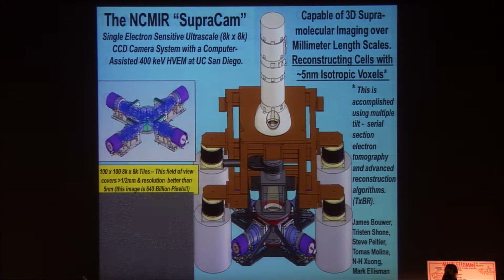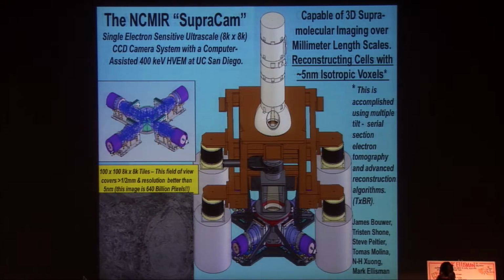So to make your life even more interesting, here's a microscope we built. Old microscope, new camera. Camera was $4 million in parts. Microscope I salvaged. It's a 400 kV microscope. The field of view was larger than a millimeter. So this image, each one of those little tiles is an 8K acquisition from this mega camera. So it's 640 billion pixels for one image before we do the 3D work.